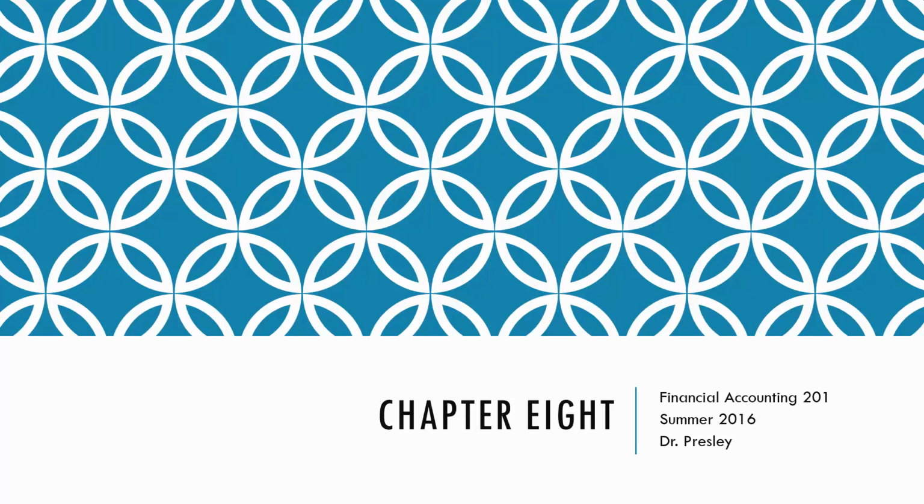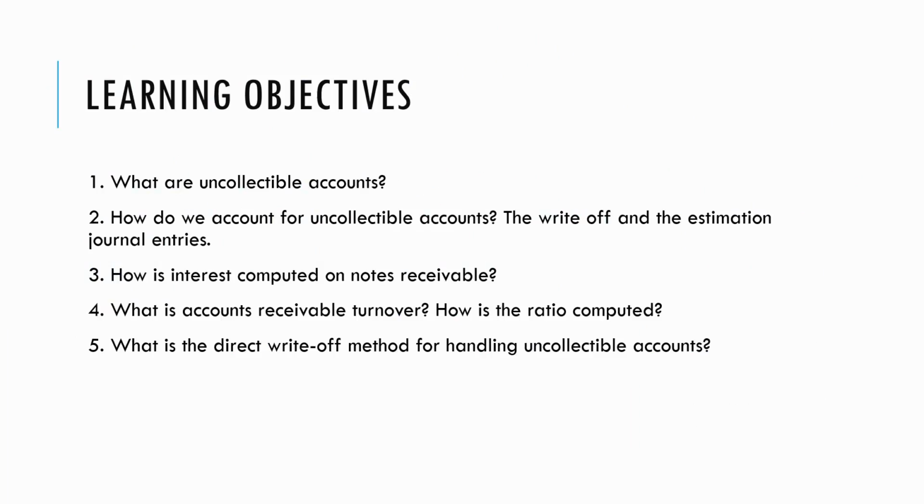So there's going to be a series of audio voiceovers in this Chapter 8. I believe there's 4 for this chapter, and the first one is really an introduction to uncollectible accounts and what uncollectible accounts are. So the first PowerPoint will be talking about uncollectible accounts and the accounting that goes along with that. And we have write-offs, and we also have estimation journal entries. And then another voiceover will talk about how we actually come up with the numbers. Then we'll talk about notes receivable and how interest is computed.